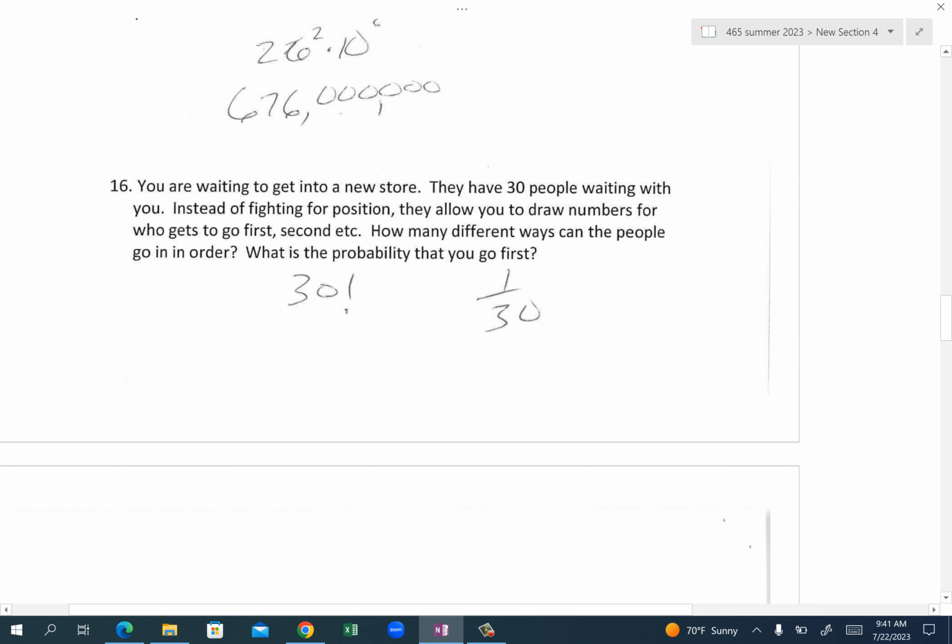Okay, now this one here, every time I put something like this on the test, people will get upset. This one says 30 people waiting with you. So somebody told me once, a couple people said, well, that means there's actually 31 people in line, Jay.